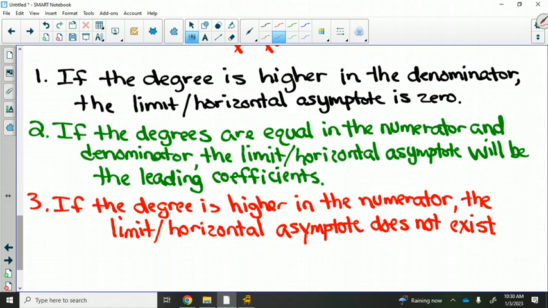So these rules will be very helpful. You'll be able to tell just by looking at the function what the limit is, what the horizontal asymptote is, based on these degrees. And again, this section only, which is the short section anyways, we have to show the work to get there.